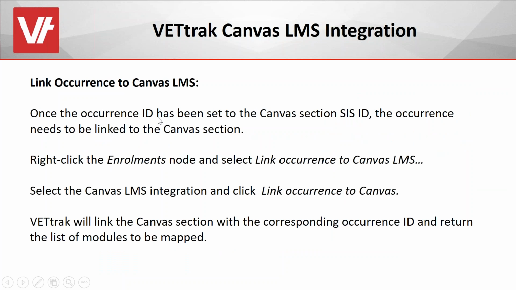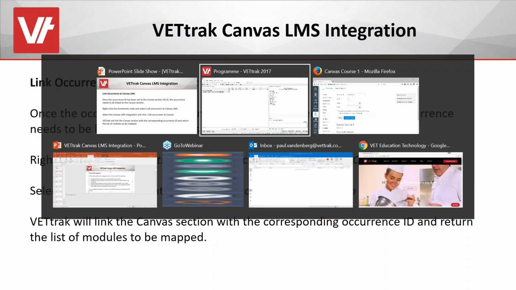Link occurrence to Canvas LMS. Once the occurrence ID has been set to the Canvas section SIS ID, the occurrence needs to be linked to the Canvas section. We right-click the enrolments node and select link occurrence to Canvas LMS. We select the Canvas LMS integration and click link occurrence to Canvas. VETtrak will then link the Canvas section with the corresponding occurrence ID and return the list of modules to be mapped. All sounds very fancy, doesn't it? Let's have a look.